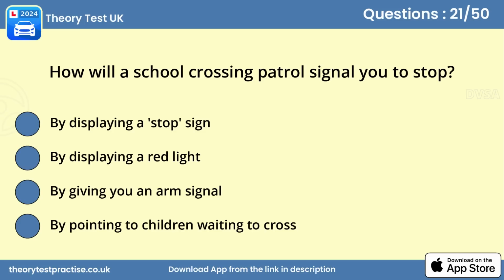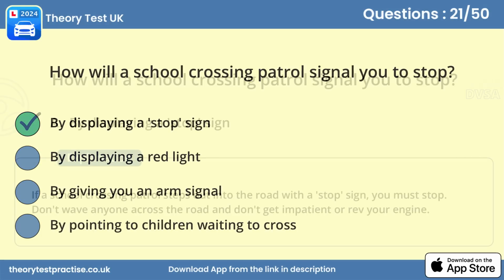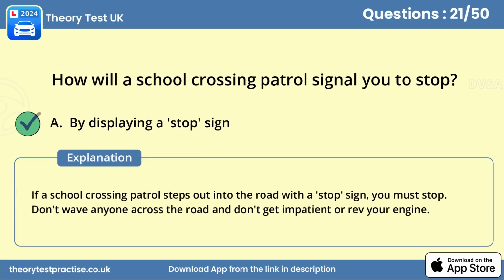Question 21. How will a school crossing patrol signal you to stop? A. By displaying a stop sign. If a school crossing patrol steps out into the road with a stop sign, you must stop. Don't wave anyone across the road and don't get impatient or rev your engine.